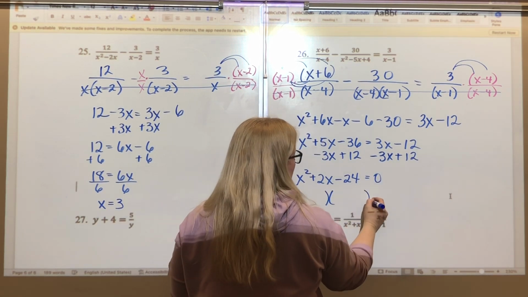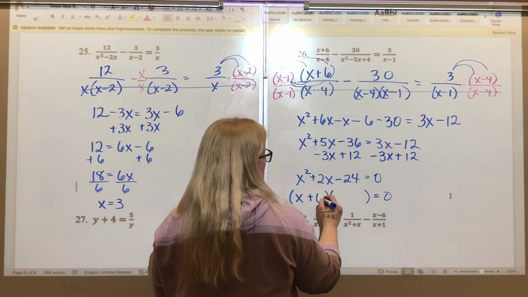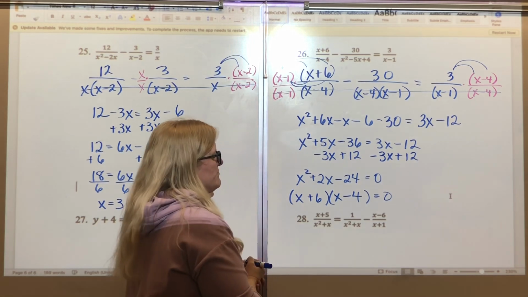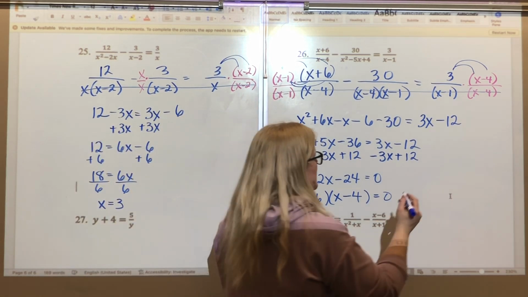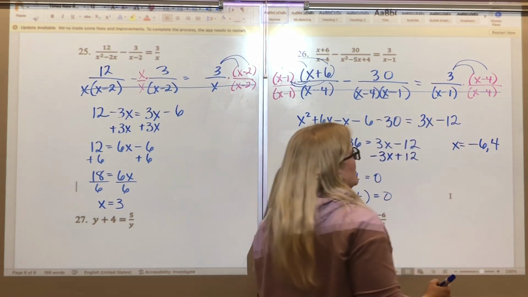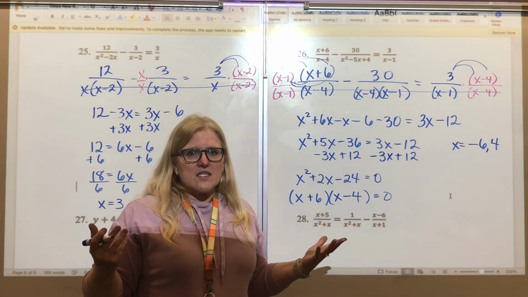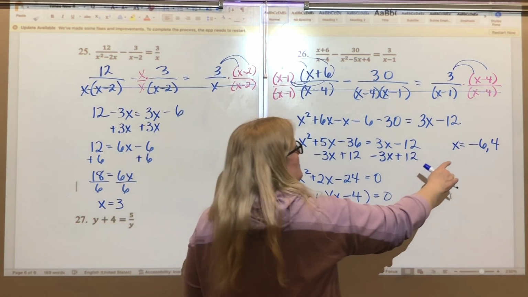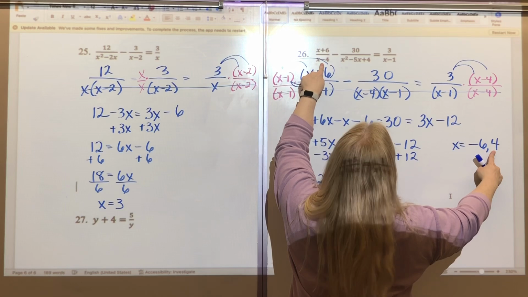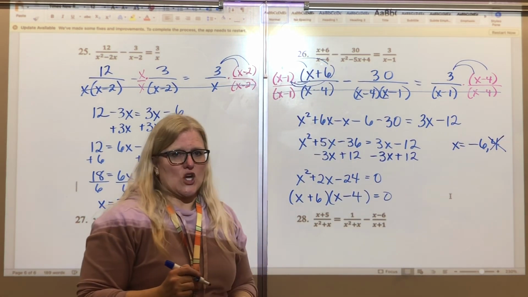When we factor this, we get x plus 6, x minus 4. So x equals negative 6 and 4. Now we look for extraneous solutions, and it's relatively obvious, right? If I plug 4 into here, I have 4 minus 4, that gives me 0. So I can't have 4, so 4 is extraneous in this case.